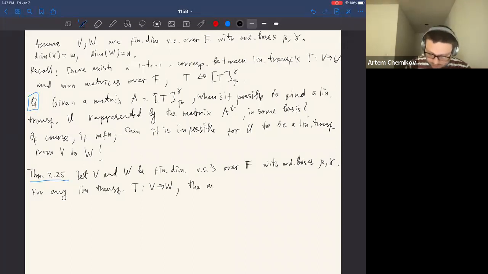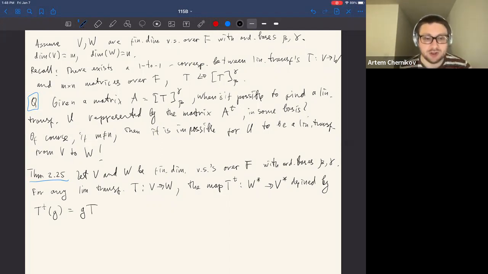we can consider the map, which we denote T little t, like T transposed, right? But we have to say what it means. So we define a transposition of a linear transformation. This is going to be a map from the dual space of W to the dual space of V, defined as follows. We take the value of this new map, T^t of G, where G is an element of the dual space W star. This is going to be the composition of this functional G with the linear transformation T. And we define it like this for all G in W star.